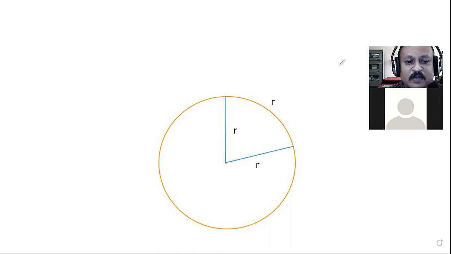Let me again draw it with another color. This angle which is subtended by the arc, which is equal in length to the radius of the circle, that angle, let me call it theta. So this angle theta, whatever degree it is, this angle is called 1 radian. Is it clear to you? Yes, sir. Okay.